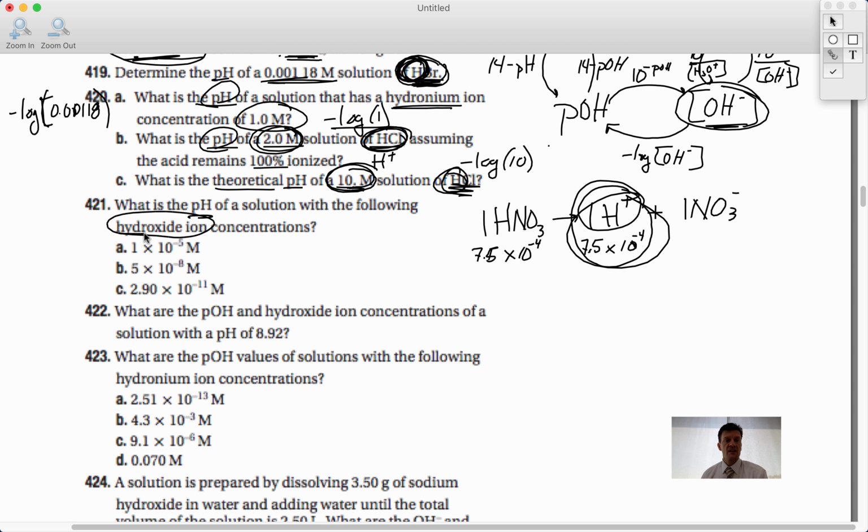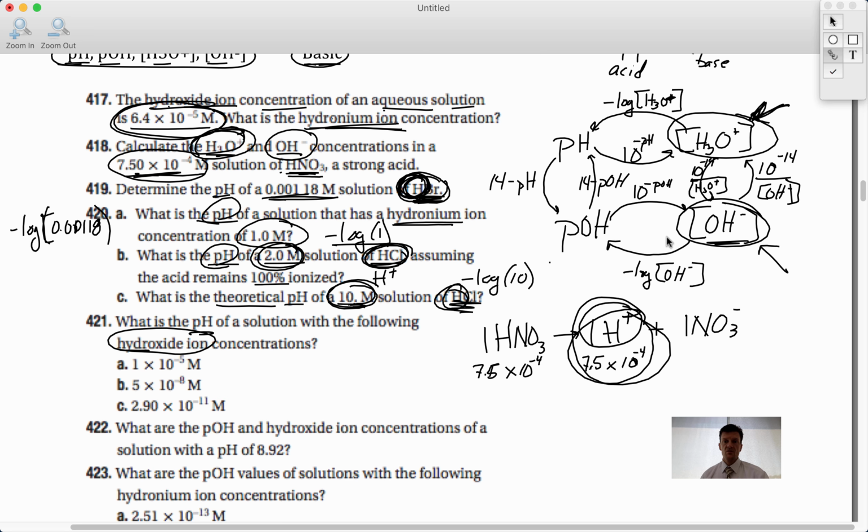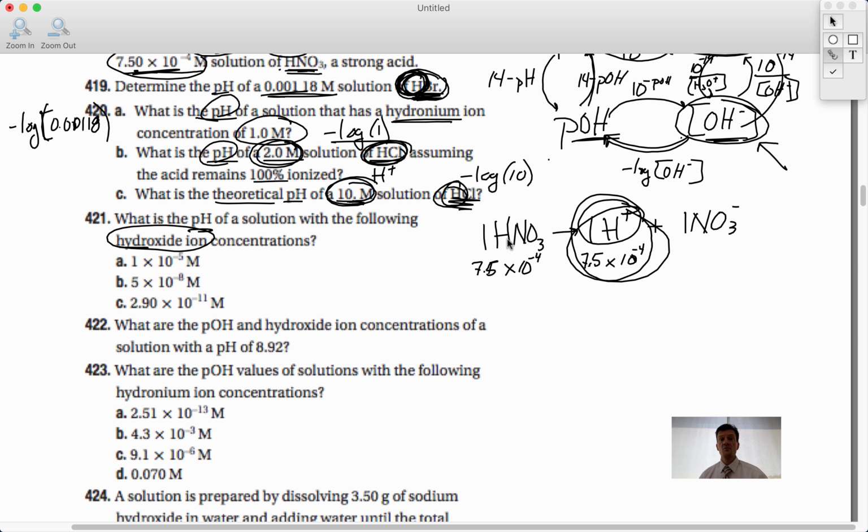This is hydroxide ion. So if you're given hydroxide, they are giving you this here. So you have a choice. You can take the negative log of that concentration and find the pOH, and then subtract that from 14 to find the pH, or you can take 10 to the negative 14 divided by the given hydroxide ion concentration. That gives you the hydronium ion concentration, and then take the negative log of that to get your pH. You can go either direction. You should maybe try both directions and feel comfortable with each of these concentrations of hydroxide ion.